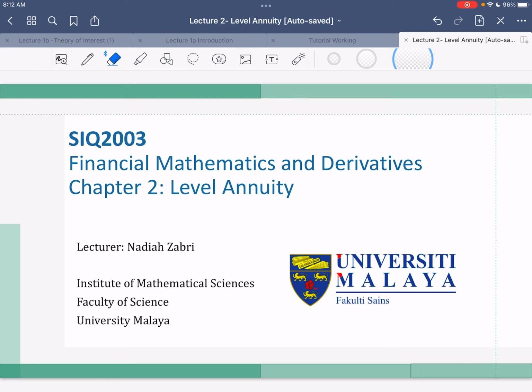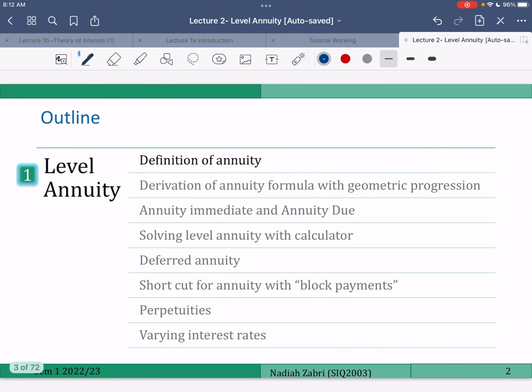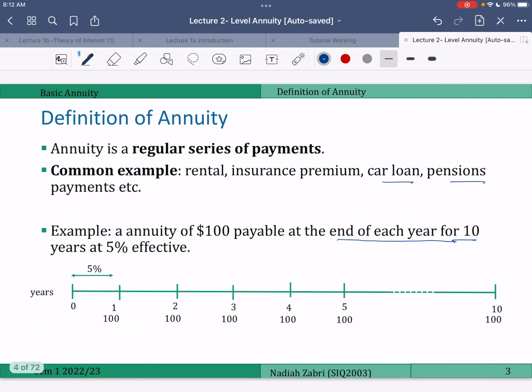Hi everyone, today we are going through the next chapter, which is on level annuity. So first, what is annuity? Annuity is basically a regular series of payments. Okay, so for example, we have rental.